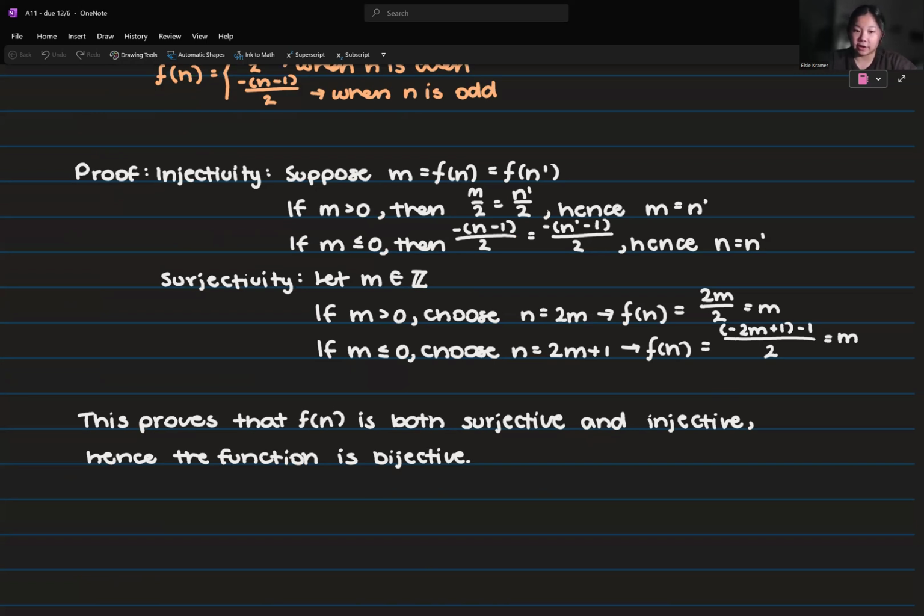And then as for surjectivity, you let m be in Z. If m is greater than 0, choose n to be 2m. When you plug it into the function f of n, you get 2m divided by 2, which is m. If m is less than or equal to 0, choose n equals 1 minus 2m, being odd. When you plug that into f of n, you get the negative quantity 1 minus 2m minus 1 over 2, which is m. So overall, that proves that f of n is both surjective and injective. Hence, the function is bijective.